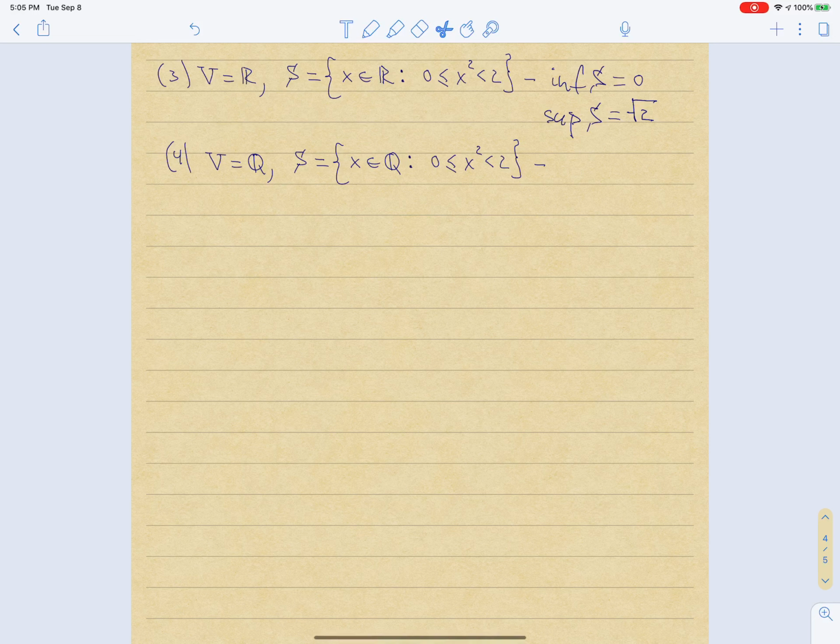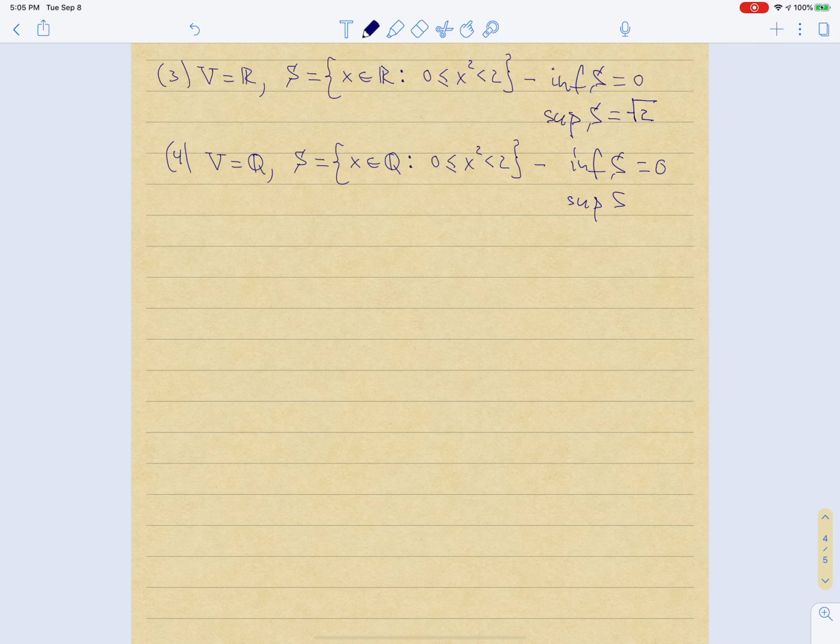So is there any difference? Well, what are the lower bounds here? A lower bound is anything which is less than or equal to 0. The greatest rational number out of those is 0 itself. So again, the infimum of S is 0.